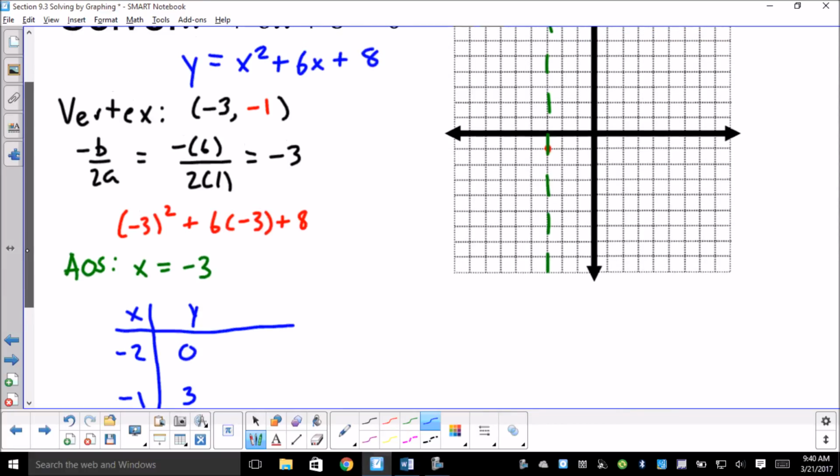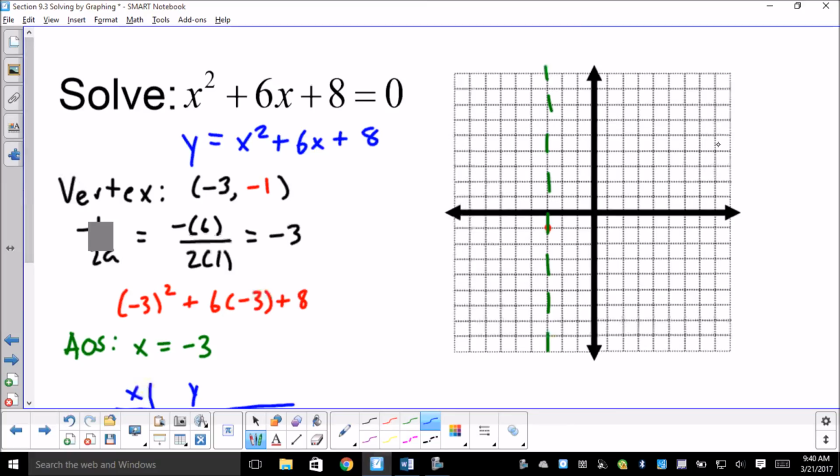I'm going to plot the points. -2, 0 is here. -1, 3 is here. And the last step is I reflect across my axis of symmetry. And I get my nice parabola. I'm going to take a second here to make it pretty good. Not the best, but it'll work. So I've graphed my parabola.